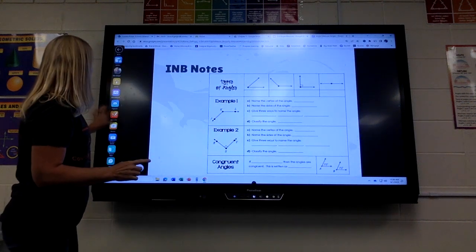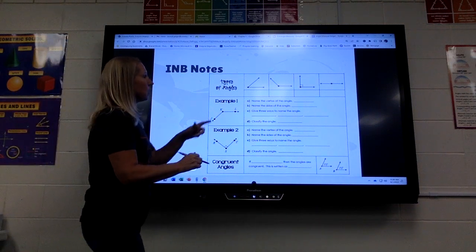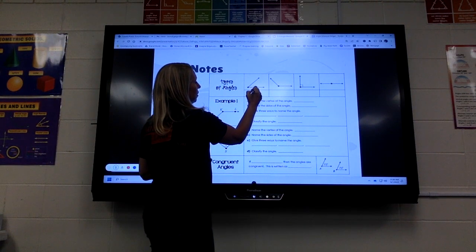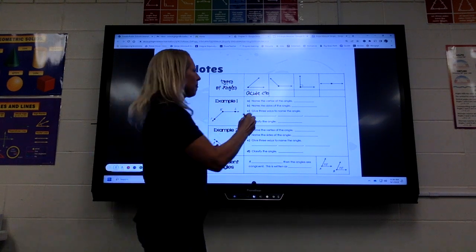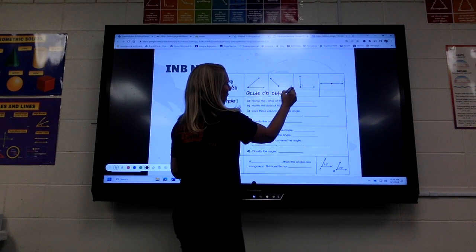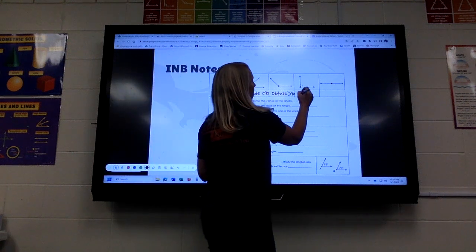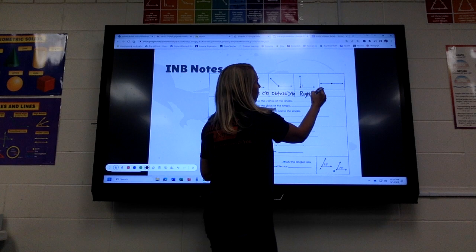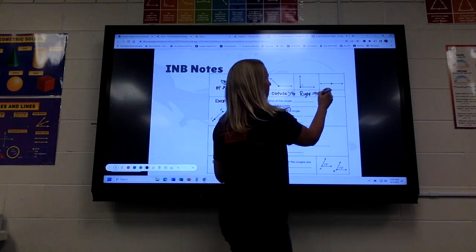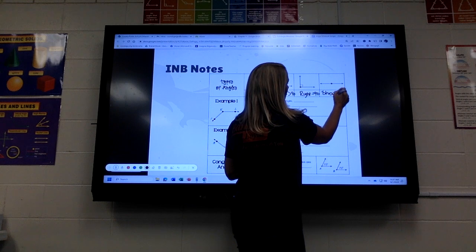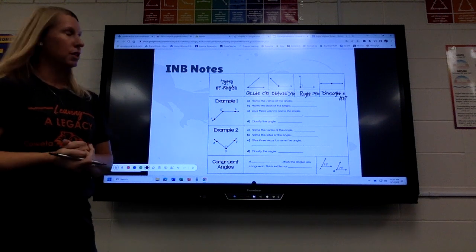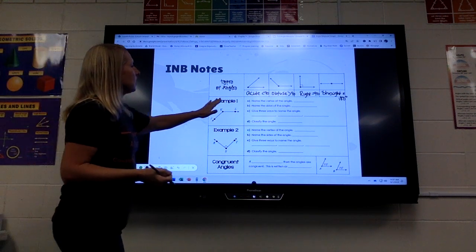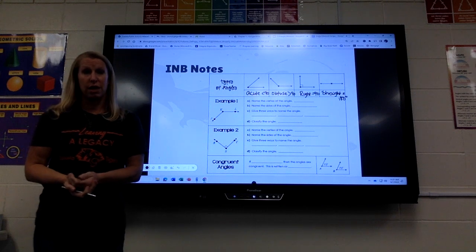So here's some things for your notes that you need to have. So an acute angle, acute is less than 90 degrees. An obtuse angle is greater than 90 degrees. A right angle equals 90 degrees. And a straight angle equals 180 degrees. So make sure you know those. You will need to know those for your test. So if I'm looking at this example here, what would be the vertex of that angle?